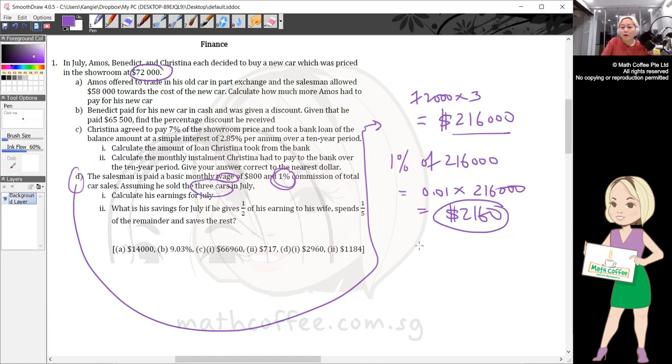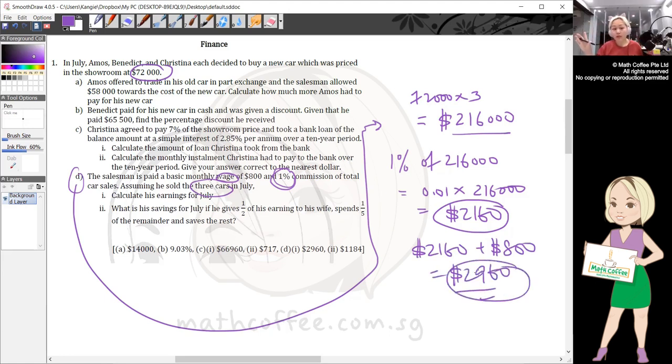Then add the basic. So it will be 2160 plus 800, so it will be 2960. That will be the amount that he brings home. You understand? That's his earning for July, part 1.